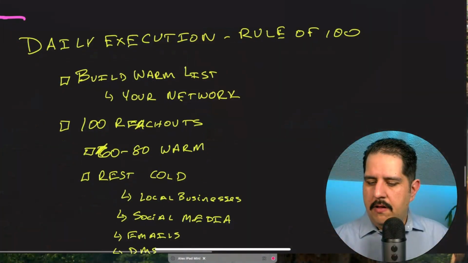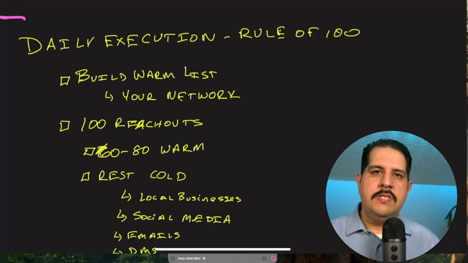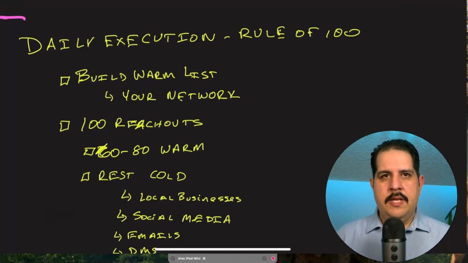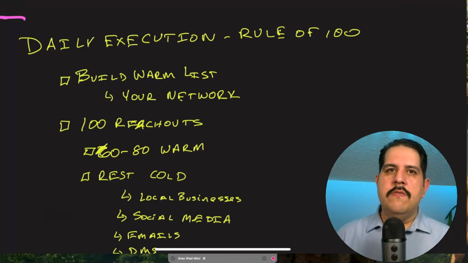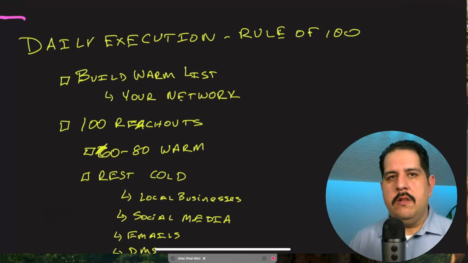Then from there, your next step is where most people simply tap out. And that's the rule of 100. Again, it's not 100 messages over 6 weeks. It's 100 actions per day. And so here is how that's going to look for you.